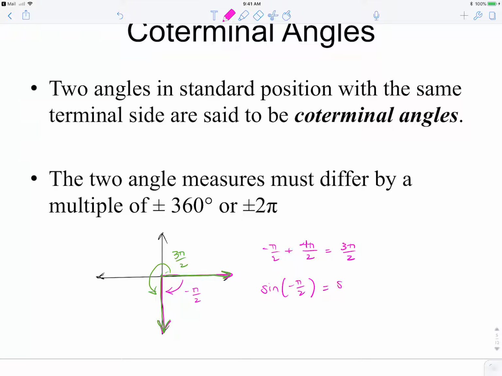So for example, if we wanted to evaluate, how about sine of negative pi over 2, that would be equivalent to sine of 3 pi over 2. And 3 pi over 2 lies on the unit circle, right? So if we went to 3 pi over 2 on the unit circle and looked at the y value at that point, we would see sine of 3 pi over 2 is equal to negative 1, meaning that sine of negative pi over 2 is equal to negative 1 as well.